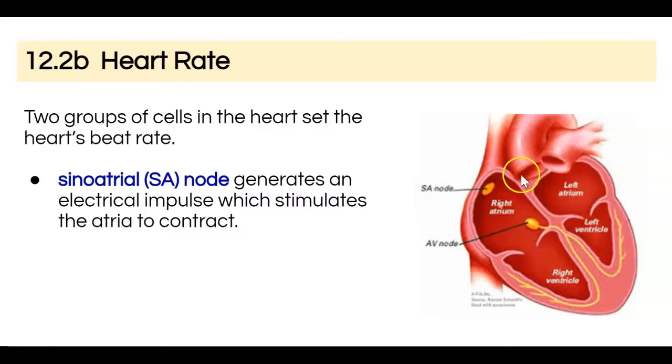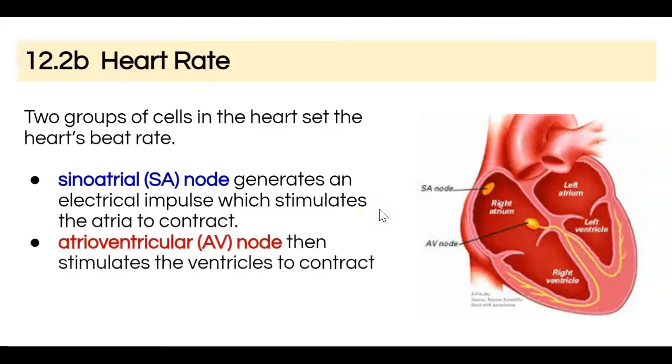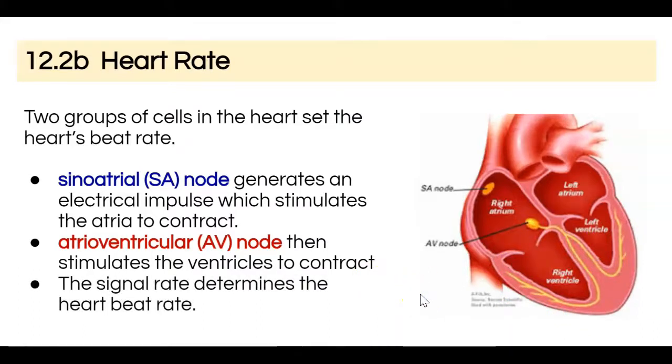And I'm going to show you a little animation later to demonstrate that the sinoatrial node is going to cause both atria to contract at the same time. And so what might the AV stand for in the AV node? It's atrioventricular. So there's a signal sent from the SA node to the AV node, and the AV node is going to stimulate those ventricles to contract together at the same time. And so the rate at which that happens is essentially what determines the heart rate, or the rate at which your heart is going to beat.